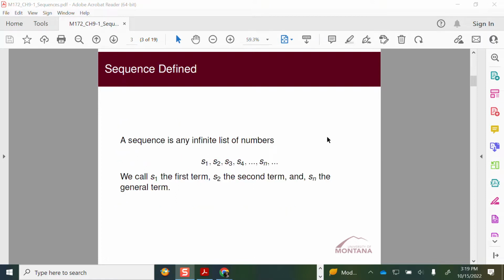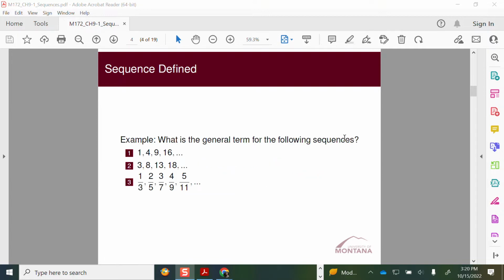Here we go. A sequence is any infinite list of numbers. We call them S sub 1, S sub 2, S sub 3, S sub 4, dot dot dot, S sub n, dot dot dot. We call that first term S sub 1. S sub 2 would be the second term, and S sub n would be what we call the general term for the sequence. So let's dive right in and take a look at a few sequences and think about general terms.